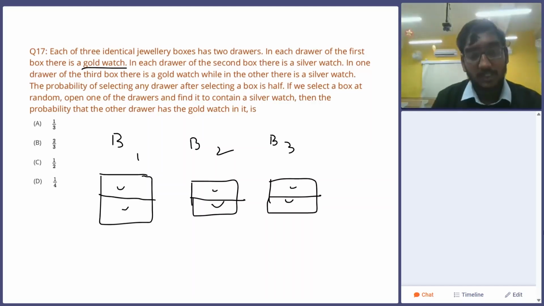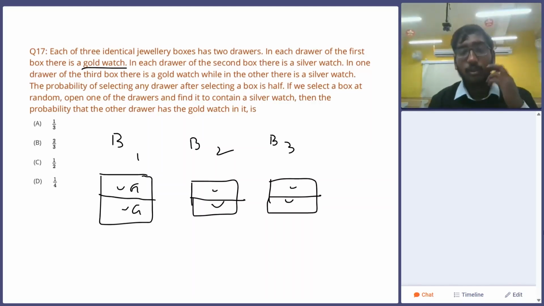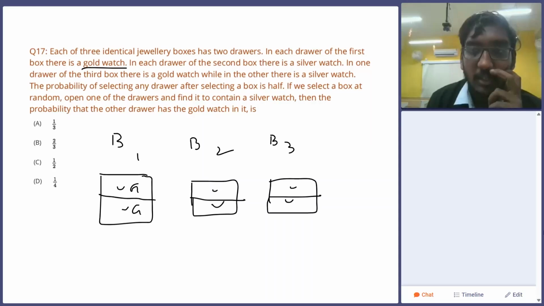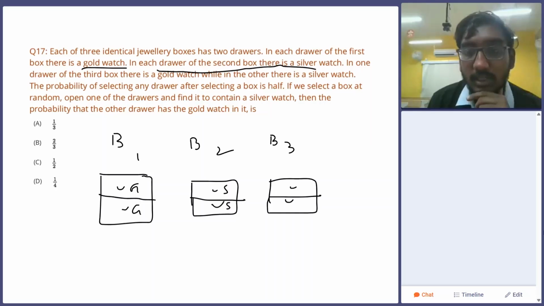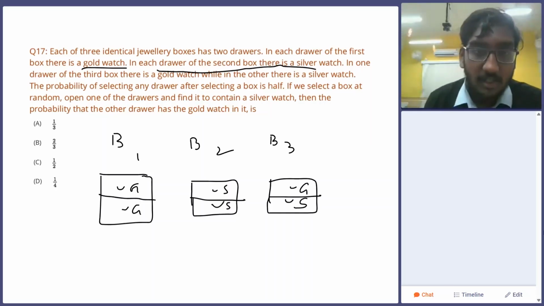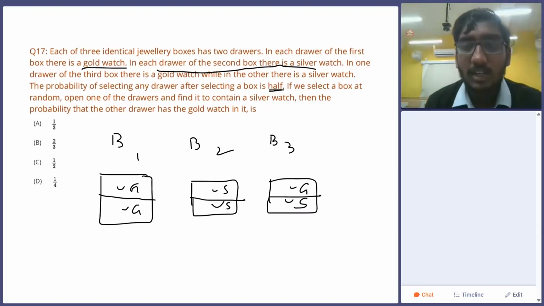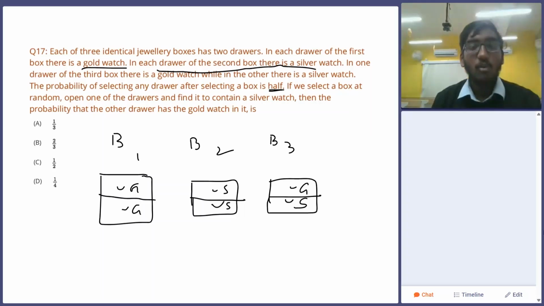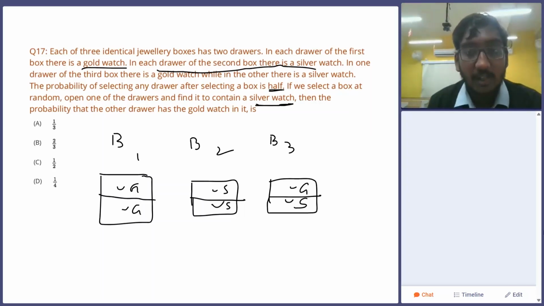Okay, so in the first, both are gold. Both drawers have only gold watches, and in the second box there is a silver watch. That means it's given that in each drawer of the second box there is silver, so both are silver in the second box, and in the third it is like one gold and the other silver. Okay, GS. This is how it is. What they are asking is that the probability of selecting any drawer after selecting a box is equally likely. If we select a box at random, open one of the drawers and find that it contains silver, then what is the probability that the other drawer has gold in it?